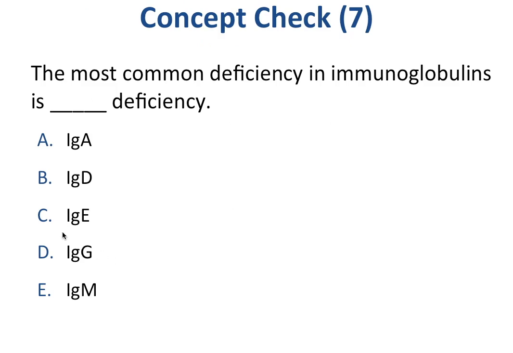Now let's work on this question. The most common deficiency in the immunoglobulins is... I give you 5 seconds. The correct answer is A, IgA deficiency.